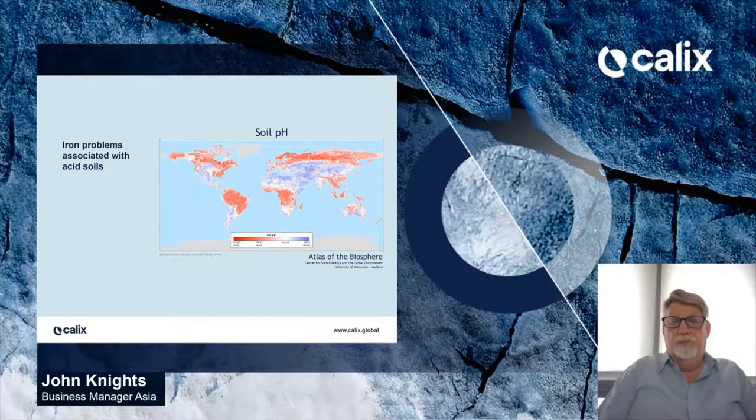This is a world map showing acid soil distribution. As you can see, much of the planet has acid soils. A lot of this affects agriculture, but in our case, we're looking at aquaculture in the coastal areas.